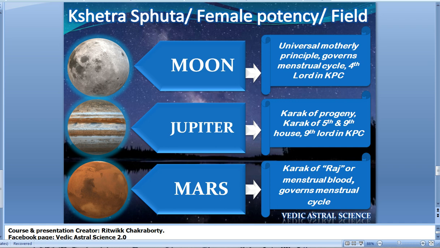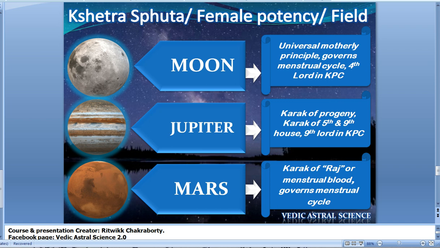The next planet is Jupiter. We have already talked about Jupiter in detail, so no need to repeat it. And finally, Mars or Mangal. Mars represents the male counterparts for female natives, okay? Or Mars can represent husband. So a male partner should be there in order to produce children. And Mars also represents the Raja or the menstrual blood in females.